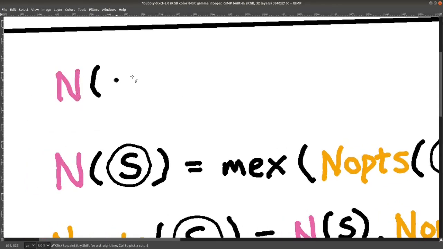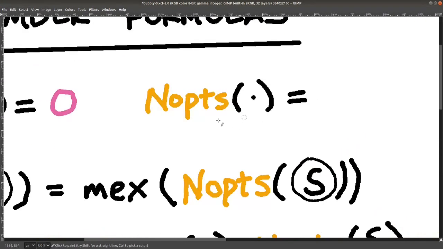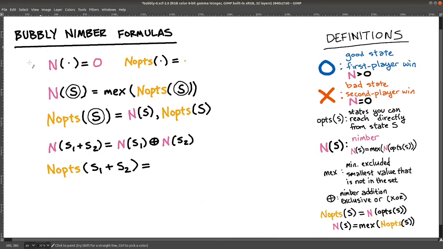The pink number for the empty state is, of course, 0, since it's a bad state. And the set of orange numbers for the empty state is the empty set, because there's no options from the empty state. All right, so that is everything. Once you have this formula, this will be complete. We'll be able to get the nimber for any state.